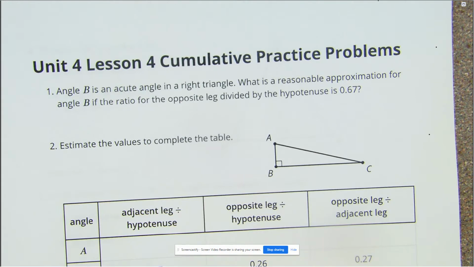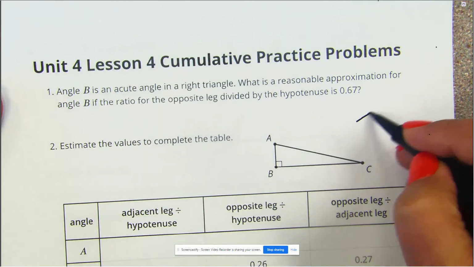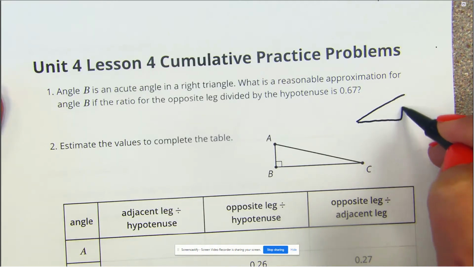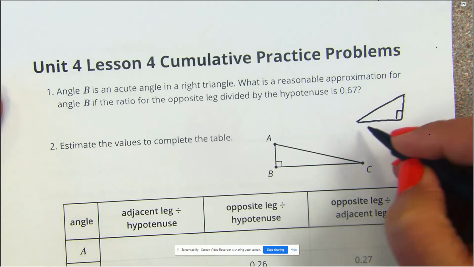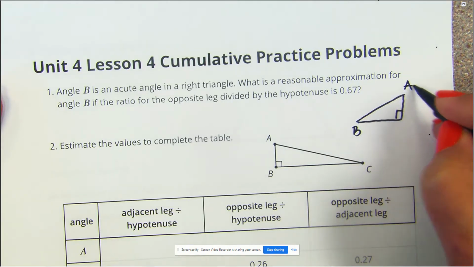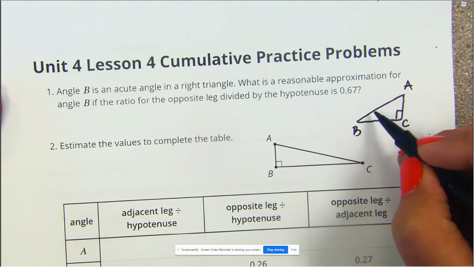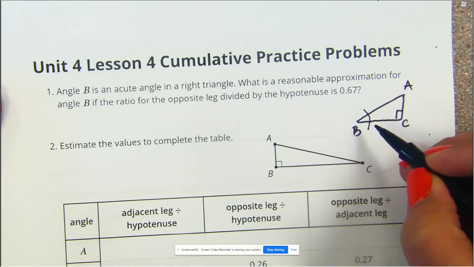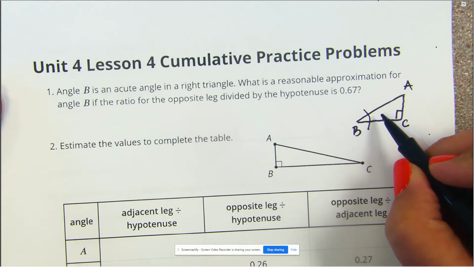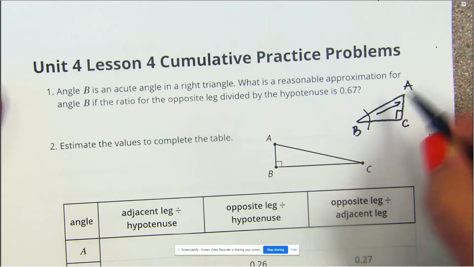What is a reasonable approximation for angle B if the ratio for the opposite divided by the hypotenuse is 0.67? I'm just going to sketch it so I can think about it. B is the acute angle. And it says, what is reasonable if B is the ratio for the opposite and the hypotenuse?